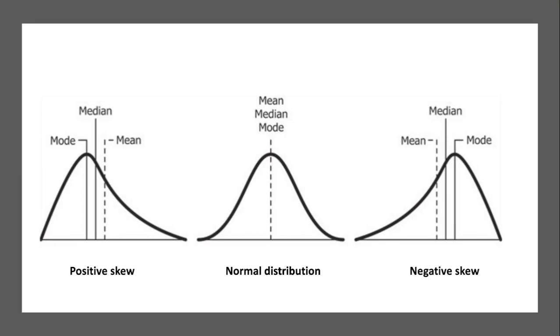In this slide, I've compared the distribution curves of normal distribution and skewed distributions, positive and negative skew. The symmetrical curve in the middle represents the normal distribution, and the curves on both left and right sides represent positive and negative skew, respectively.